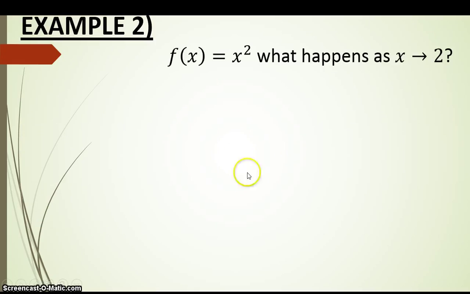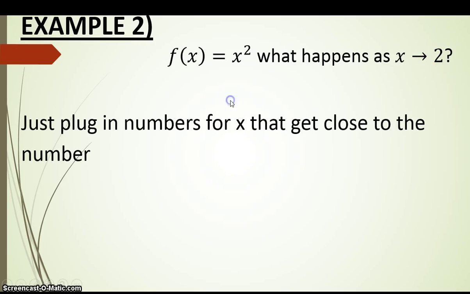So here's example 2. I have f of x equals x squared. What happens as x approaches 2? Okay? Not what happens at 2. What happens as it gets close to 2? So what we're going to do is plug in numbers for x and watch them get closer and closer to 2.